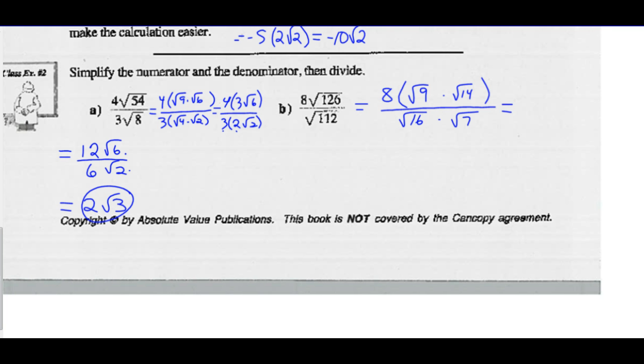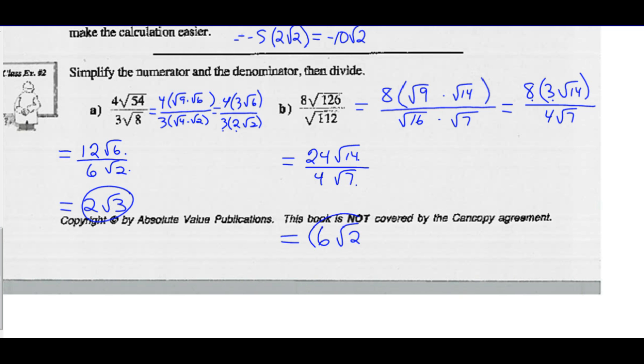So I now go ahead and simplify. 8 times the square root of 9 is 3. There is no square root of 14, so we keep that as radical 14. Square root of 16 is 4, and there is no square root of 7, so we keep that as radical 7. And now I have 8 times 3 root 14, so 8 times 3 is 24, square root 14 over 4 square root 7. And now we can divide. 24 divided by 4 is 6. Radical 14 divided by radical 7 is radical 2. Excellent. All right.